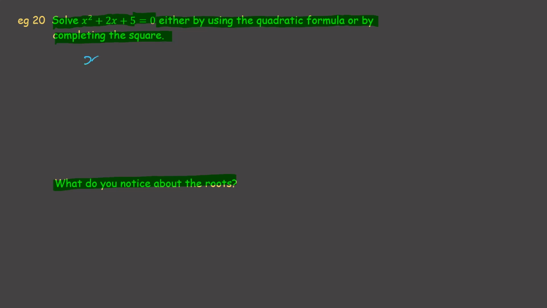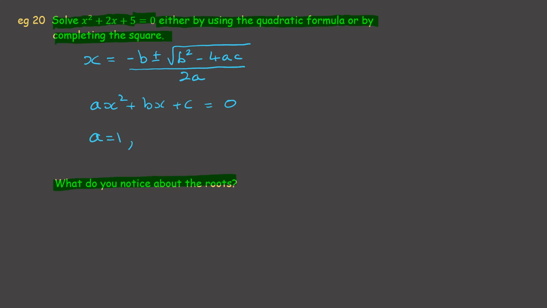So, the quadratic formula is that x is negative b plus or minus the square root of b squared minus 4ac, all over 2a. That relates to the general quadratic ax squared plus bx plus c is equal to 0. So by comparison, we can see here a is equal to 1, the coefficient of x squared is 1, b is equal to 2, c is equal to 5.